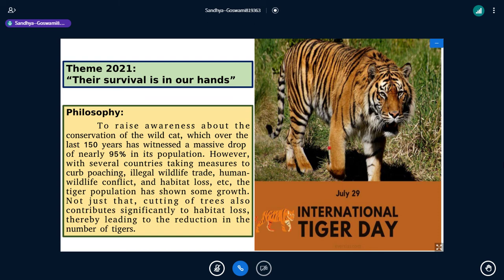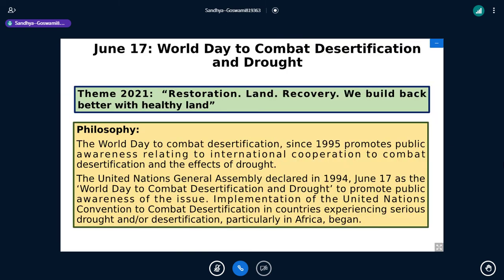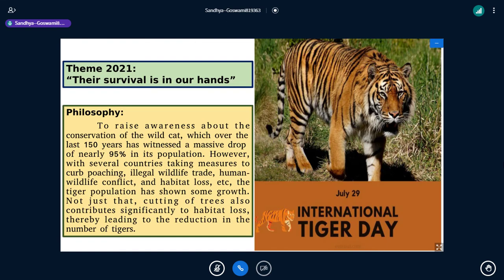Then, a very beautiful, enchanting animal we have is the tiger. But the number of tigers has suddenly started decreasing. So 29th July is considered International Tiger Day, so that conservation awareness for these wild cats can be given among the people. They should understand that illegal poaching, killing, trading and conflicts should not be there, right? For that, 29th July is International Tiger Day.